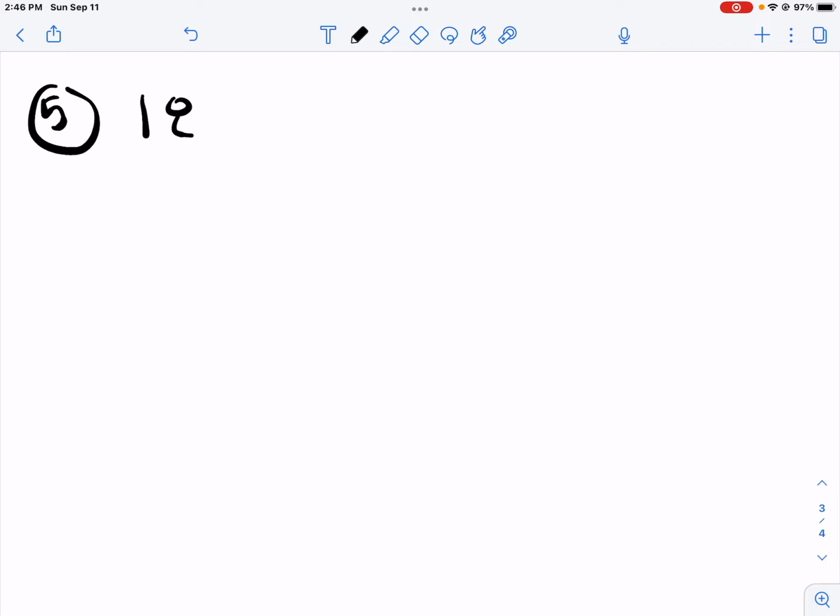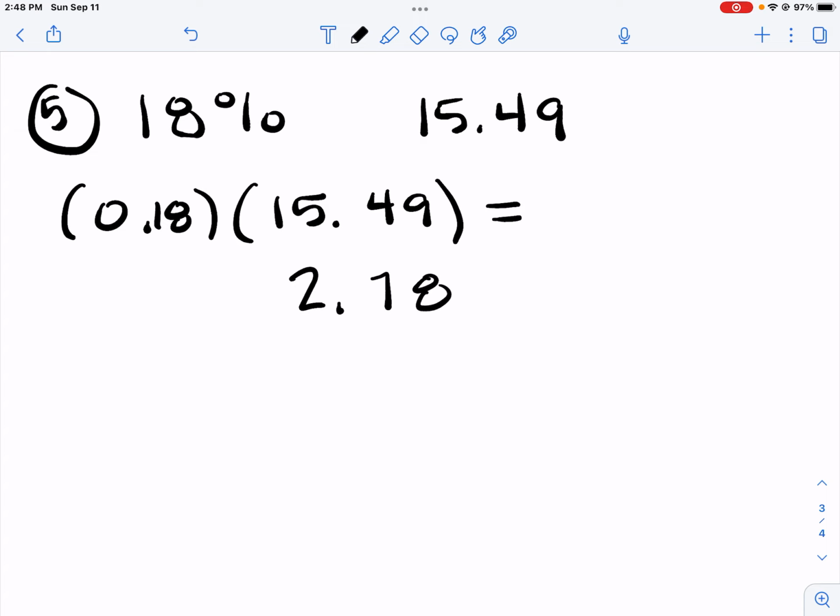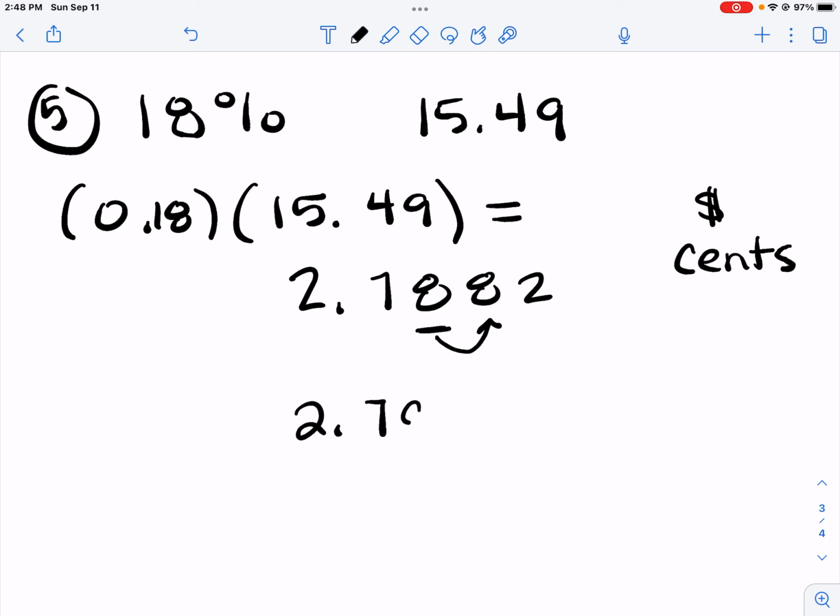Okay, somebody wants to leave 18% tip on $15.49. So you change 18% to its decimal, 0.18, and multiply. Okay, so we get 2.7882. Okay, now we're talking about money, so we're going to round to cents. So this 8 right here is in the cents. The 8 after it tells us to go up to 2.79.